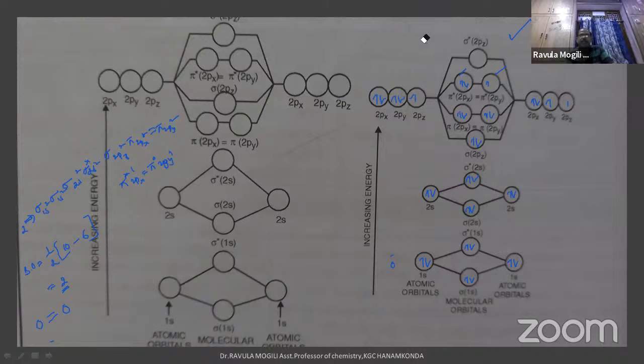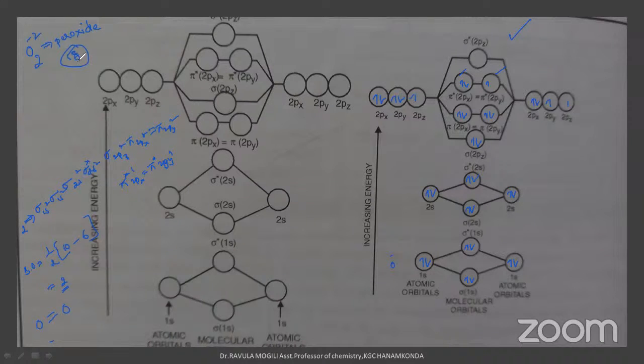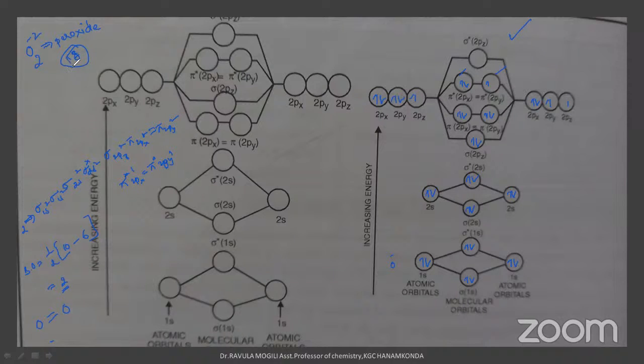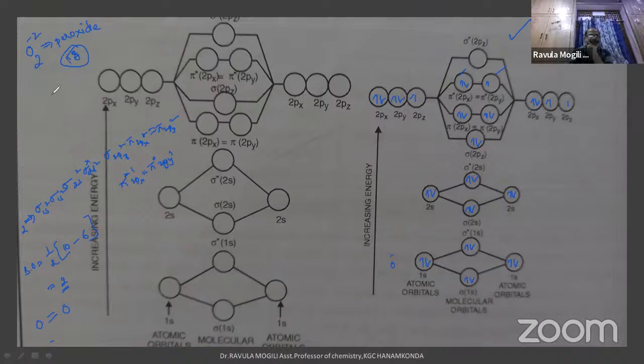So here one more species is there. This is O2 2-. O2 2-, this is peroxide. It is called as peroxide. Peroxide is nothing but how many electrons? 18, sir. 18 electrons. Is it right, Nana?